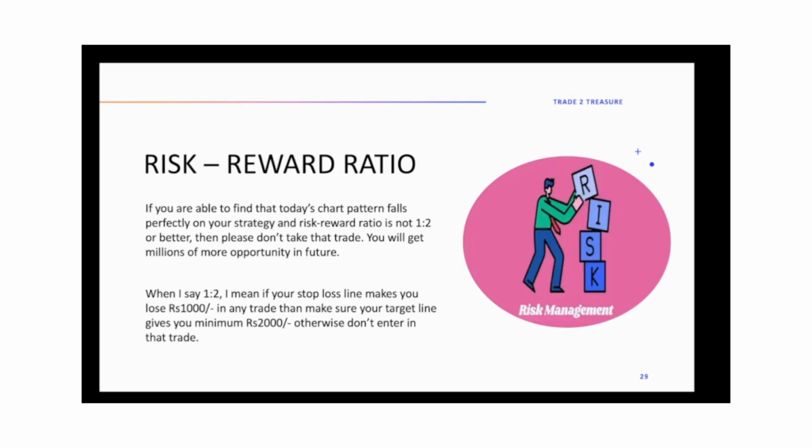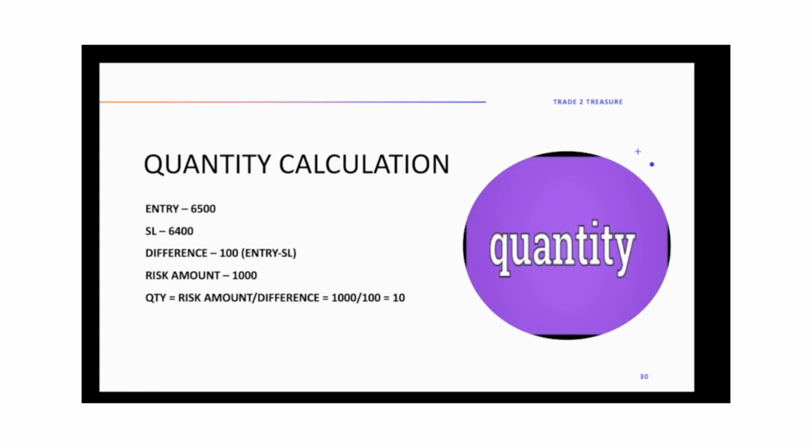Now, let's just talk about risk reward ratio. If you're able to find that today's chart pattern falls perfectly on your strategy and risk reward ratio is not 1 is to 2 or better, then please don't take that trade. You will get millions of more opportunities in future. When I say 1 is to 2, I mean if your stop loss line makes you lose 1000 rupees in any trade, then make sure your target line gives you minimum 2000 rupees. Otherwise, don't enter in that trade.